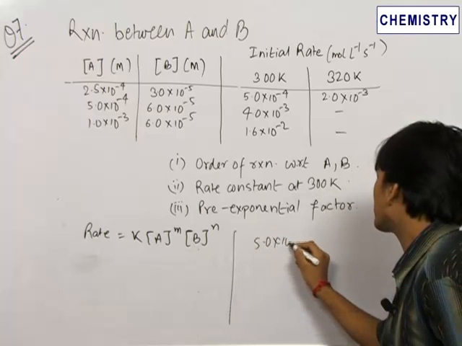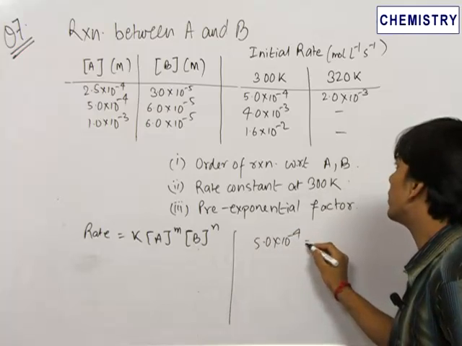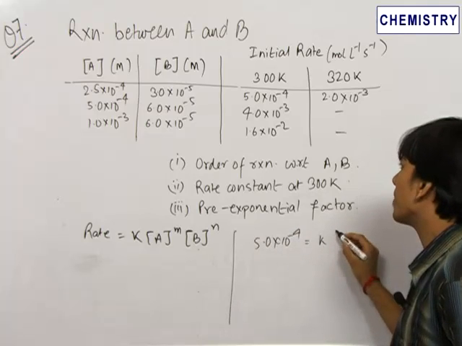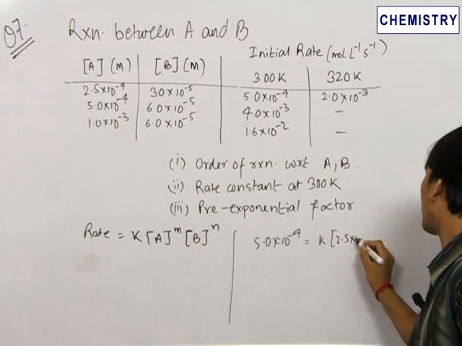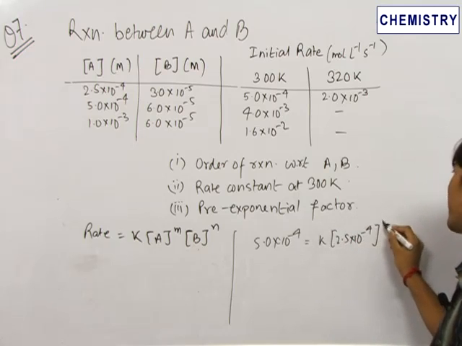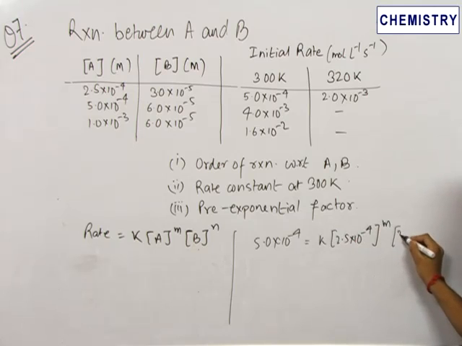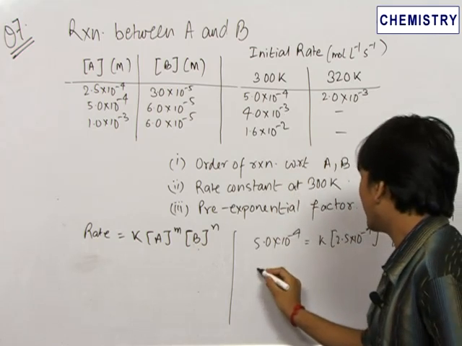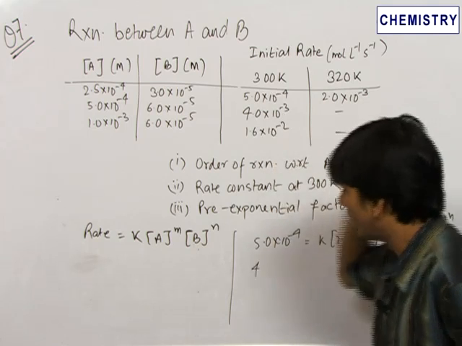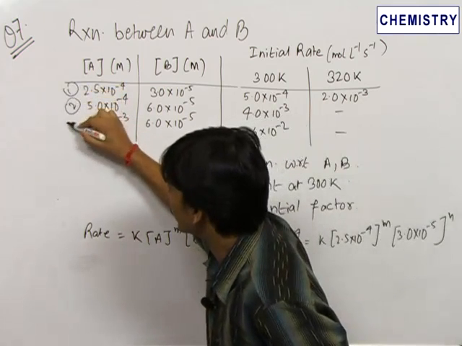5.0 into 10 raised to minus 4. This will be equal to K times 2.5 into 10 raised to minus 4 to the power m into 3.0 into 10 raised to minus 5 to the power n. Similarly, we will write it down for the second data we have. This is the first experimental data, the second, the third.